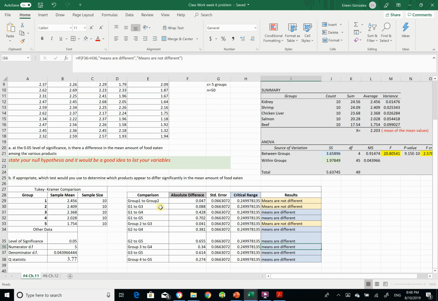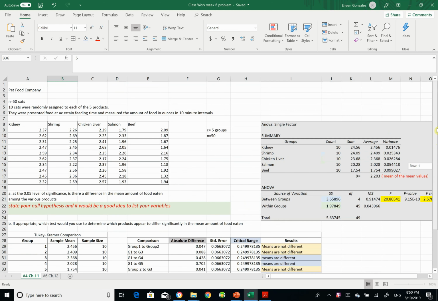And so now that you have all of this information, the conclusions that you can draw here are, and I said it before, that the kidney, shrimp, and chicken liver are not significantly different. However, the salmon and beef are. Okay, and so while we rejected our null hypothesis, part A, at the significance level, is there a difference in the mean amount of food eaten among the various products? For this one, we do reject our null hypothesis.